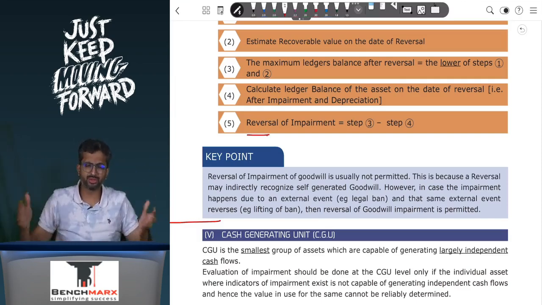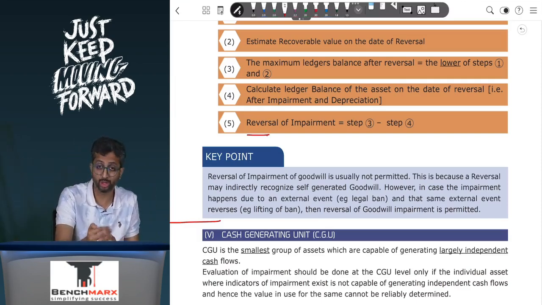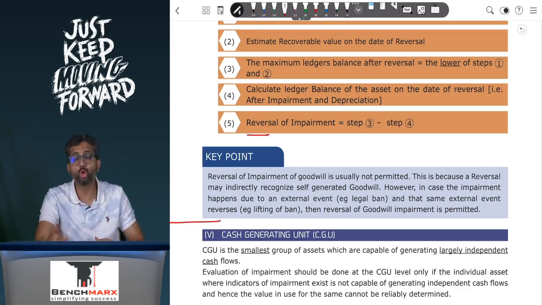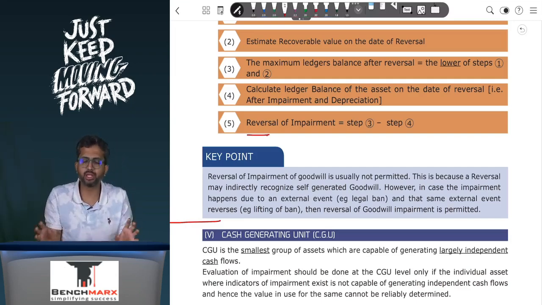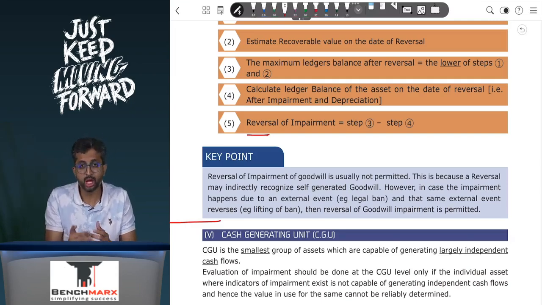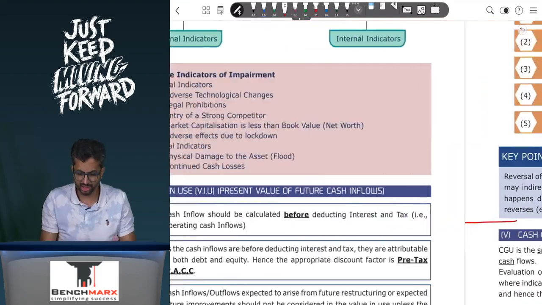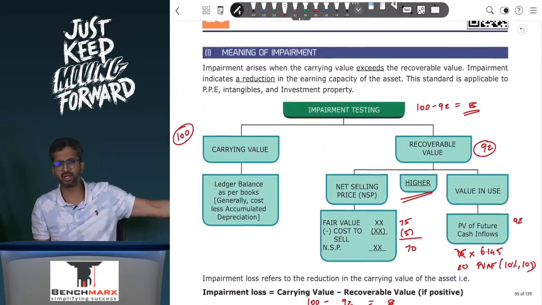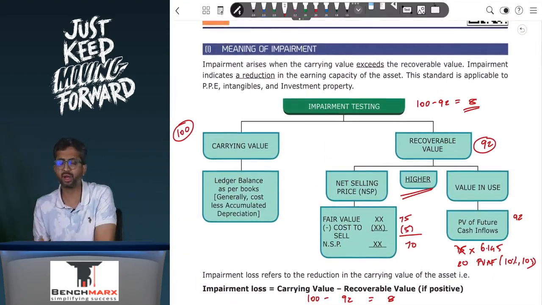Now the problem always arises: why am I going to the cash generating unit level? Remember, you go to the cash generating unit level if the asset where the impairment indicator exists is not capable of generating a largely independent cash flow. If the asset itself is capable of generating a largely independent cash flow, then for the asset itself I'll find the carrying value. For the asset itself I'll find the recoverable value.